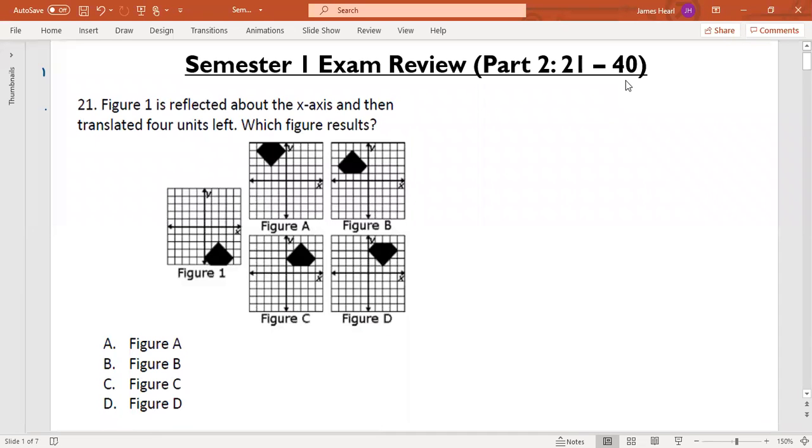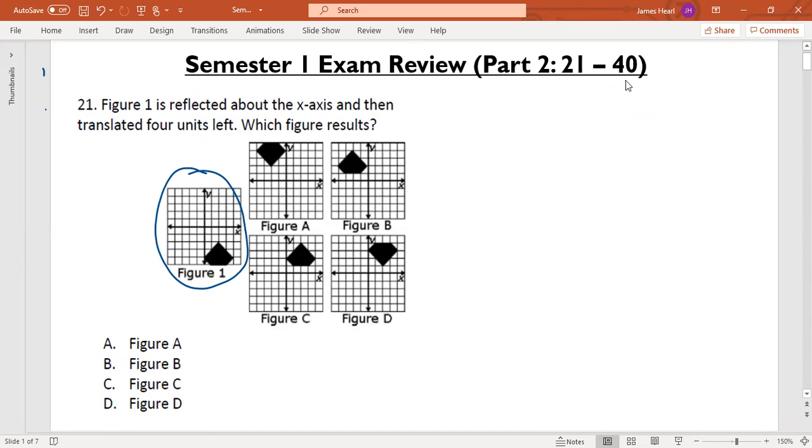Hello, everybody. For part two here of the semester exam review, we're going to take a look at the next batch of questions, 21 through 40. So we'll start with 21 right here on the screen. We're told that this original figure, number one, is reflected across the x-axis and then translated 4 units left.